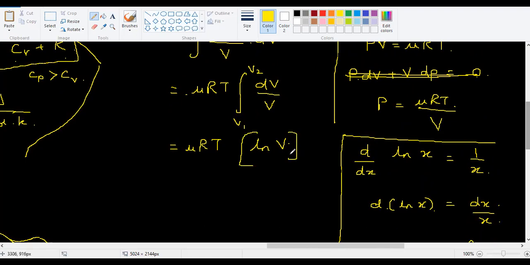Then you have to apply the limits, lower limit, upper limit. So of course mu rt is a constant. Ln v2 minus ln v1.